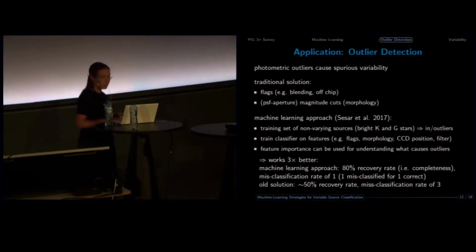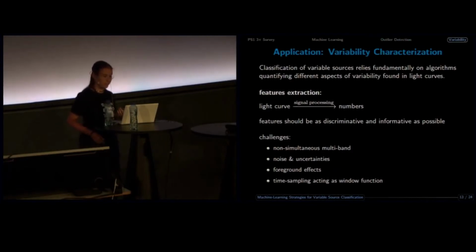This approach is working about 3 times better. This means that with our method we can find about 80% of the outliers, and we have a misclassification rate of 1, meaning 1 misclassified for 1 correct. This is way better than the old solution. An application, or the most important application here, is variability classification and characterization.